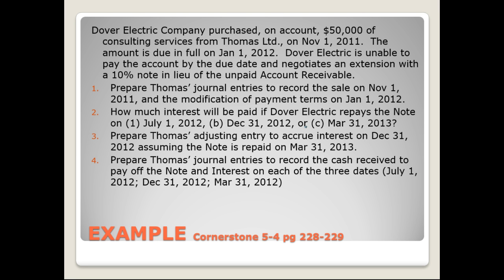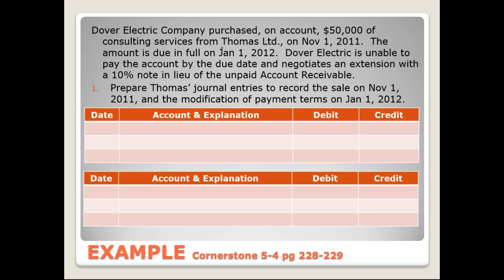What we're going to do is look at the effect of this particular transaction on the seller. The seller is Thomas Limited. So first, let's just look at what the journal entries would be to first record the sale on November 1st and then the modification of payment terms on January 1st, 2012. What did it look like on November 1st?